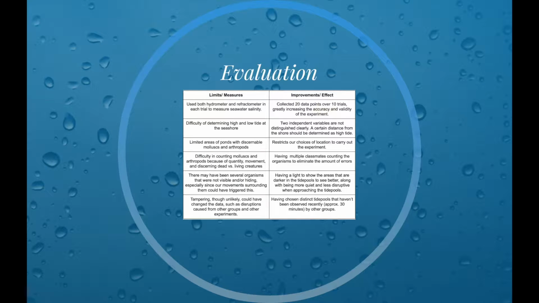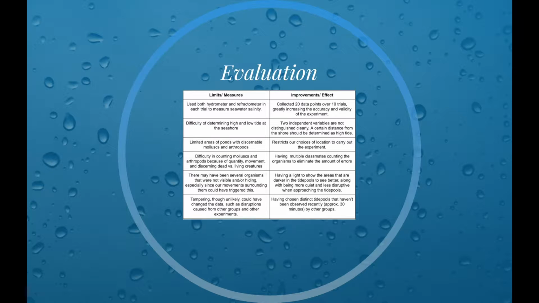There may have been several organisms that were not visible or hidden, especially since our movements surrounding them could have triggered this. A solution is having a light to show the areas that are darker in the tide pools to see better, along with being more quiet and less disruptive when approaching the tide pools.